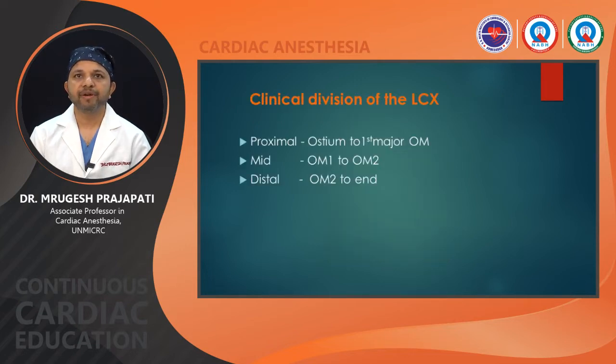If we divide the circumflex artery like the LAD, it also has three parts. The proximal part extends from the ostium to the first major OM, the mid part extends from OM1 to OM2, and the distal part is after OM2 till its end.